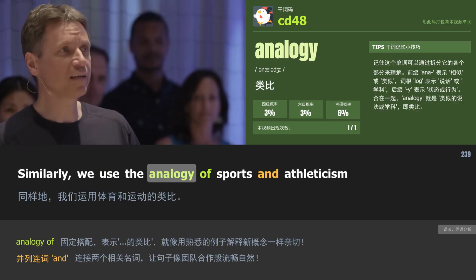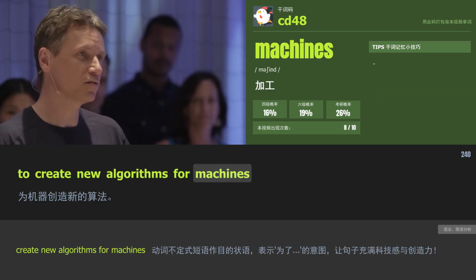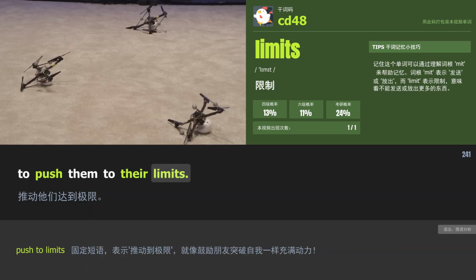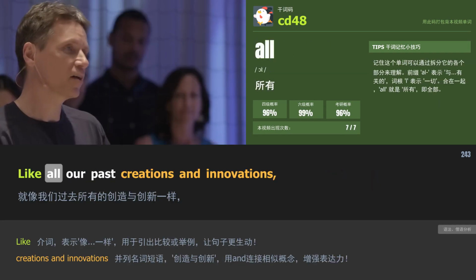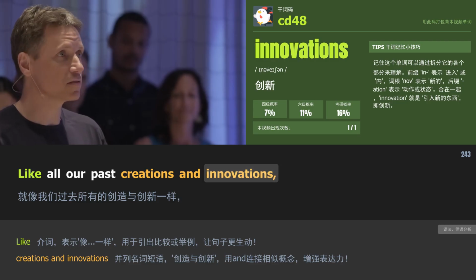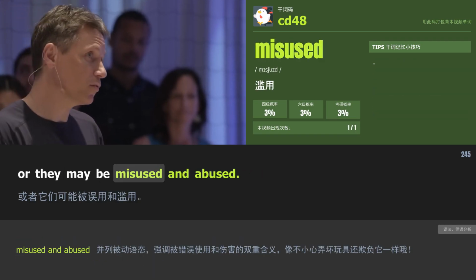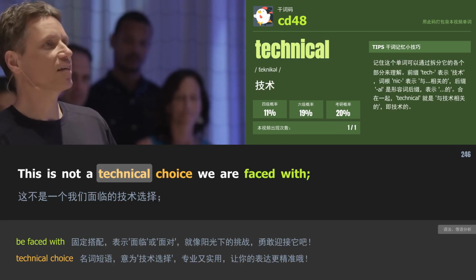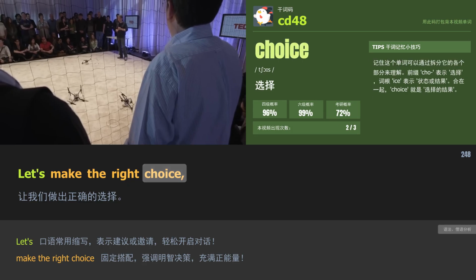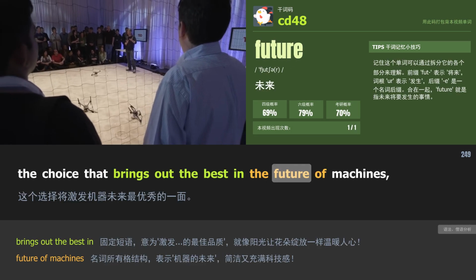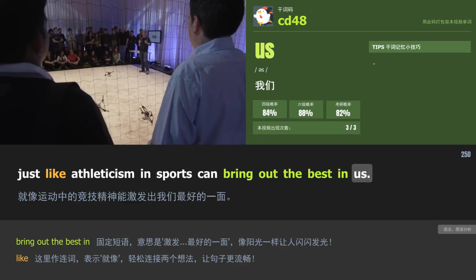Similarly, we use the analogy of sports and athleticism to create new algorithms for machines, to push them to their limits. What impact will this breed of machine have on our way of life? Like all our past creations and innovations, they may be used to improve the human condition, or they may be misused and abused. This is not a technical choice we are faced with, it's a social one. Let's make the right choice, the choice that brings out the best in the future of machines, just like athleticism and sports can bring out the best in us.